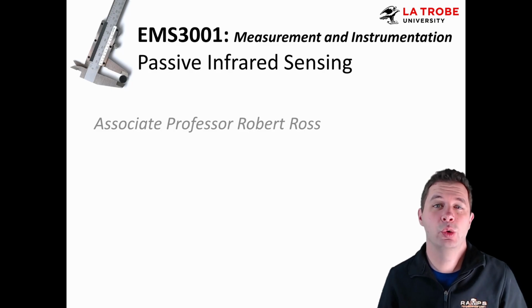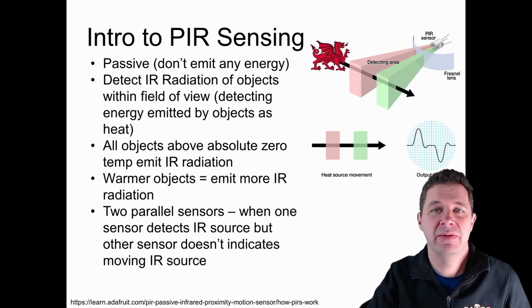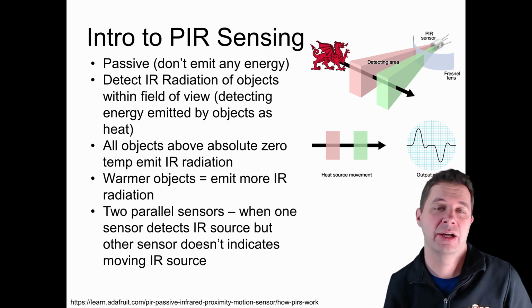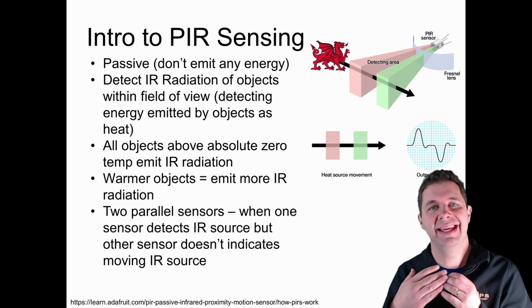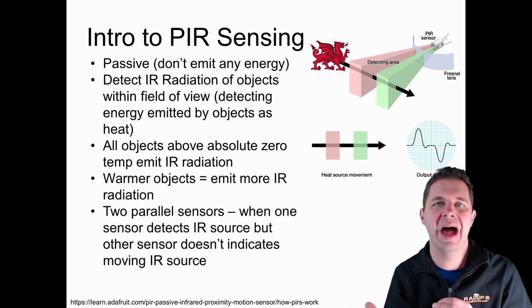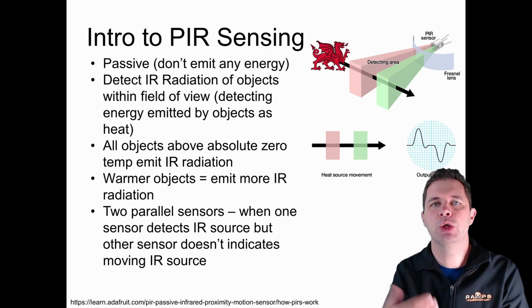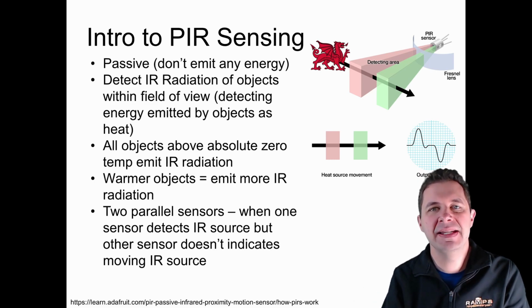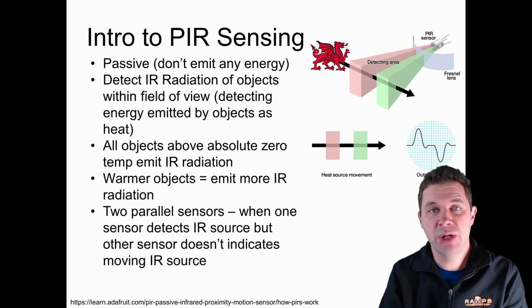The next type of sensors we'll look at are PIR sensors, or passive infrared sensors. Now, I'm sure you've seen passive infrared sensors before, but probably not realized what they were or how they actually worked. Passive infrared sensors are passive, so they're not actually sending out any energy in the form of light or electromagnetic waves or anything like that. They're passive, they're just reading from the environment. And they're basically looking for, detecting infrared radiation from objects.